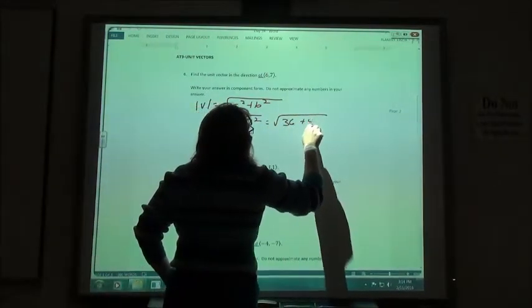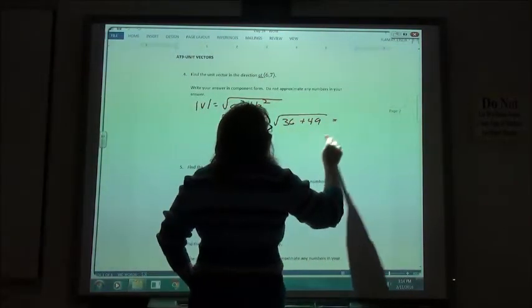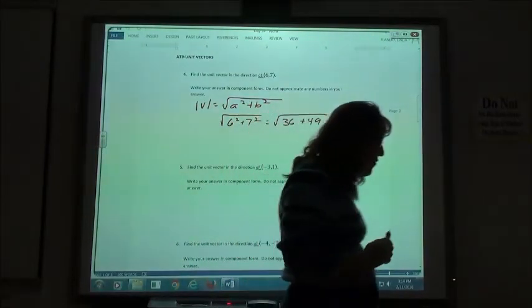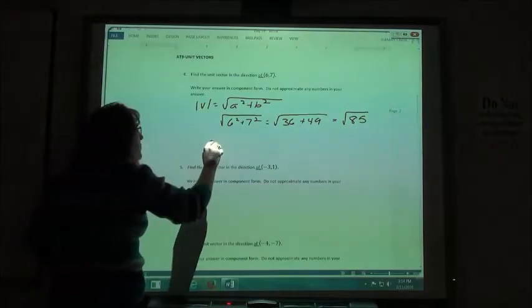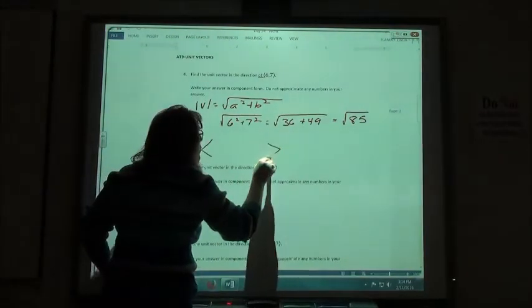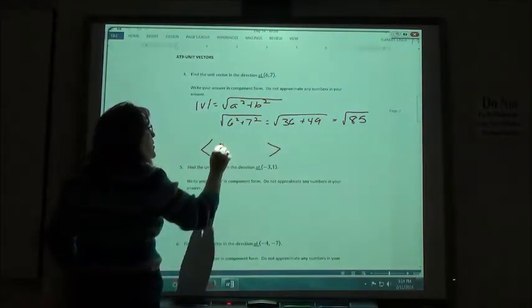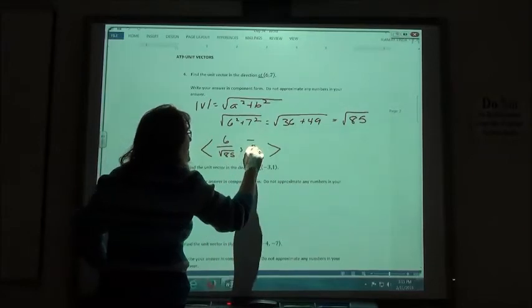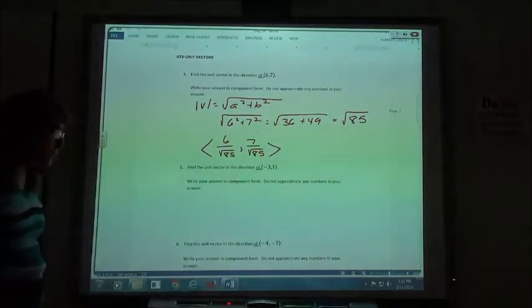36 plus 49. If I add those together, it looks like here I would have the square root of 85. Square root of 85 would be the magnitude of our vector. To do the unit vector then, basically all you're going to do is use these for the numerator, this for the denominator. So I would have 6 over the square root of 85 and 7 over the square root of 85 for my unit vector.